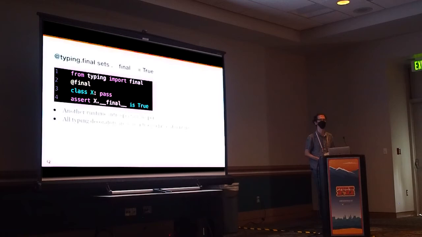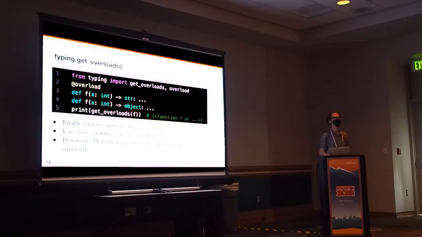I have a question about get overloads. If it sees a function that is a single dispatch function, would it be able to read that registry of overloads, or does it only look at the ones that are overloads? It's only overloads. When implementing this, I tried to generalize it to single dispatch, but we decided it's too different. It's better to just keep it to just overloads.